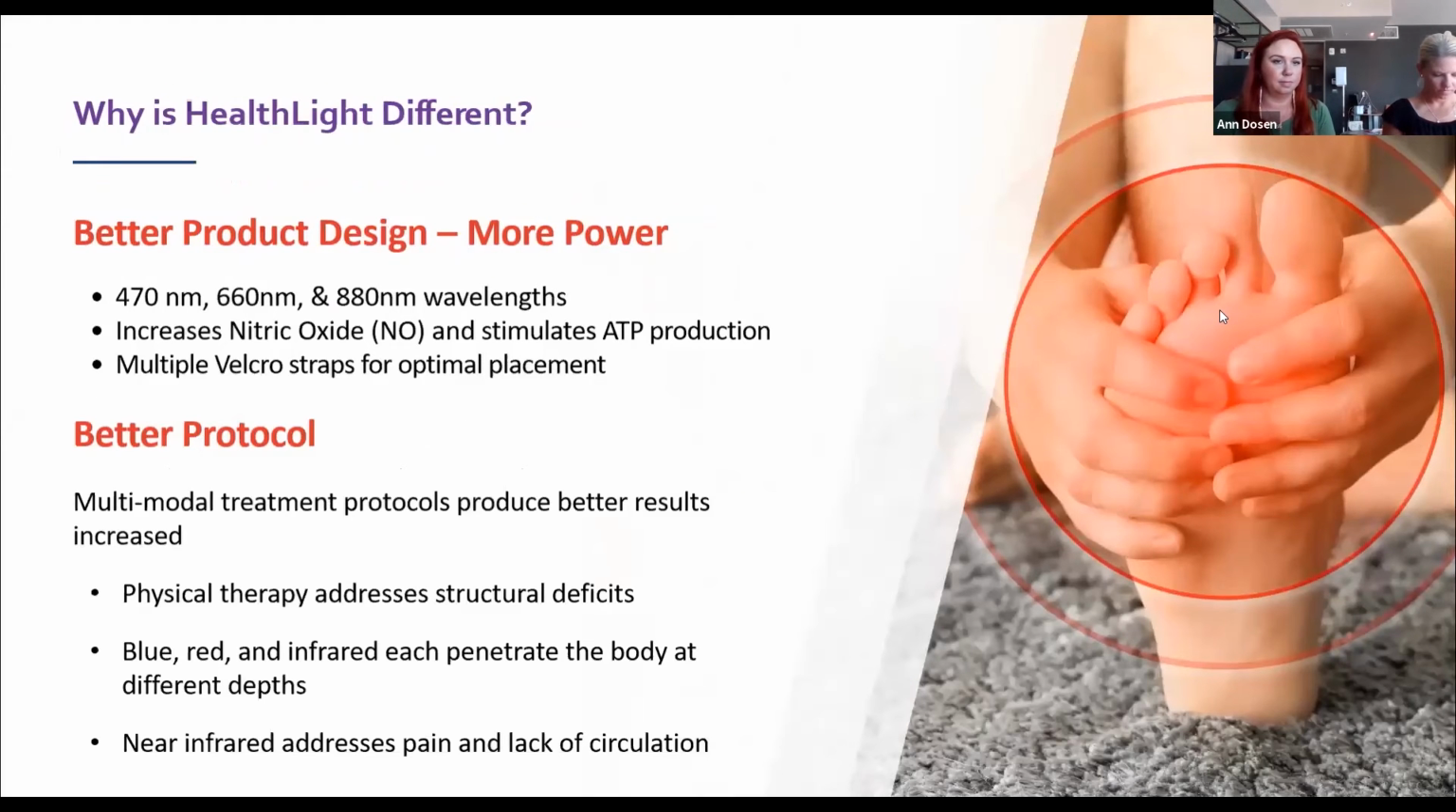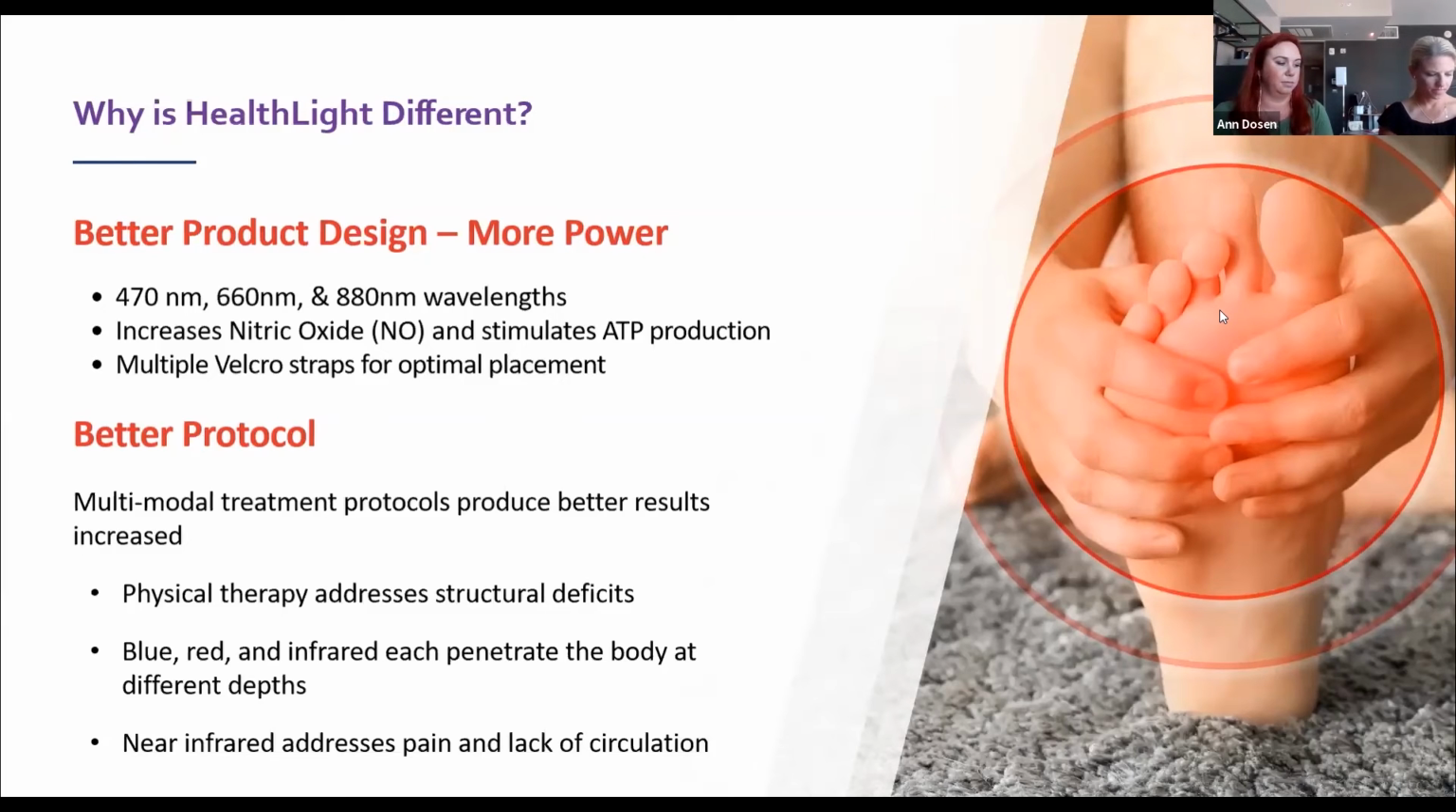So let's quickly summarize here. Why is HealthLight different? Better product design, more power. We've got the wavelengths, whether they're blue or red or infrared, that get nice penetration and treat different conditions and different needs that we want. We're going to increase that nitric oxide. We're going to stimulate that ATP production. The Velcro straps can let us put the pads on for optimal placement.